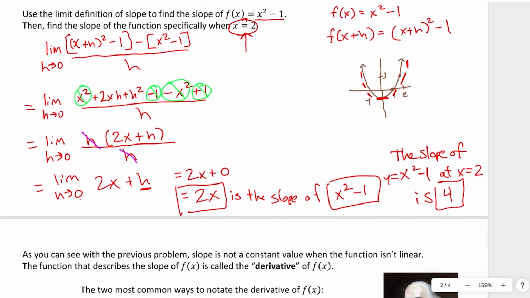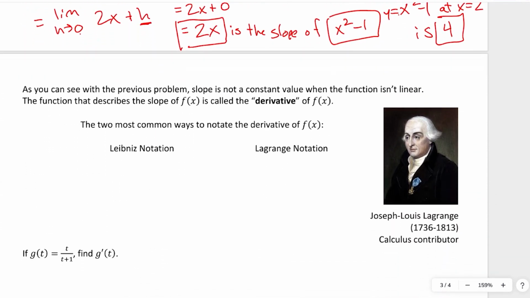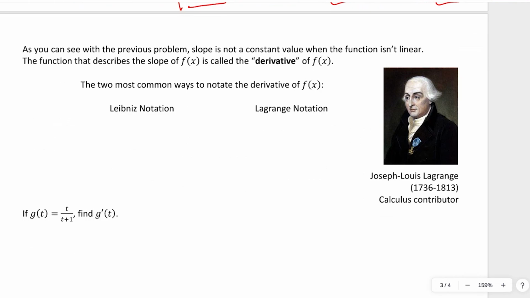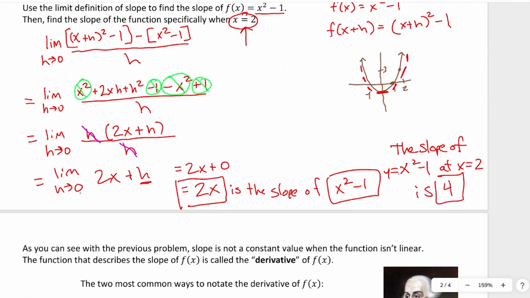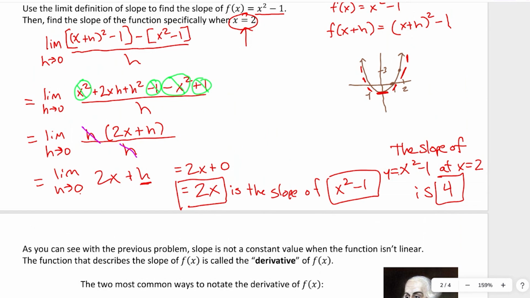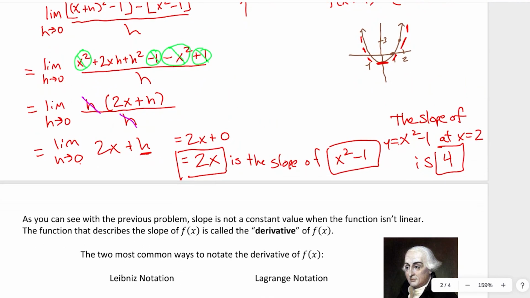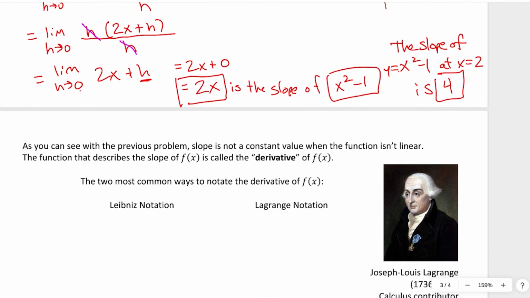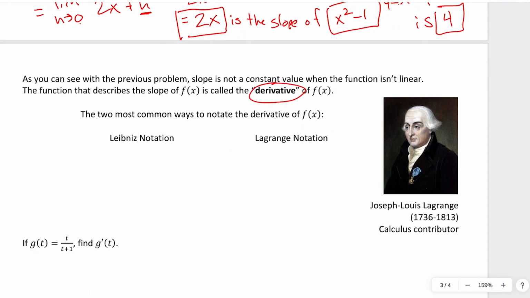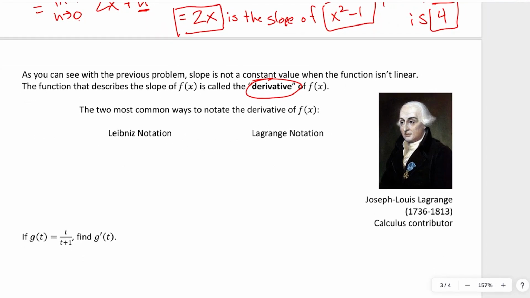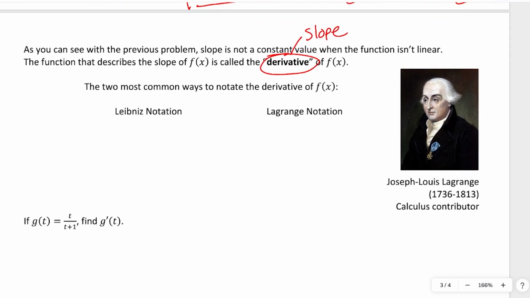Now, as you can see, like with this problem, slope's not going to be a constant value when the function isn't linear, right? Whenever we go through this limit process to find the slope, we're going to, except for linear functions, end up with an expression in terms of x because the slope is always changing. And so depending on x, we're going to have a different slope. So this equation that we're coming up with to describe the slope at any point is called the derivative of f. So when I use the word derivative, what I mean is slope, okay? But this derivative is just like the name of the function that describes the slope.